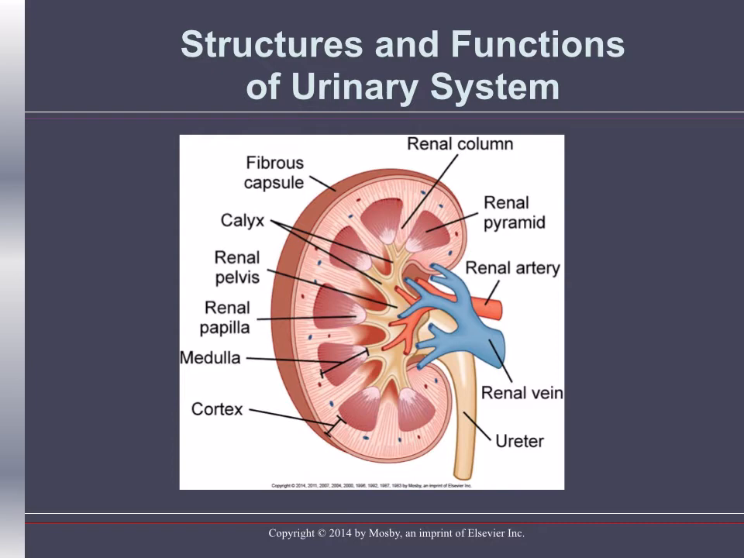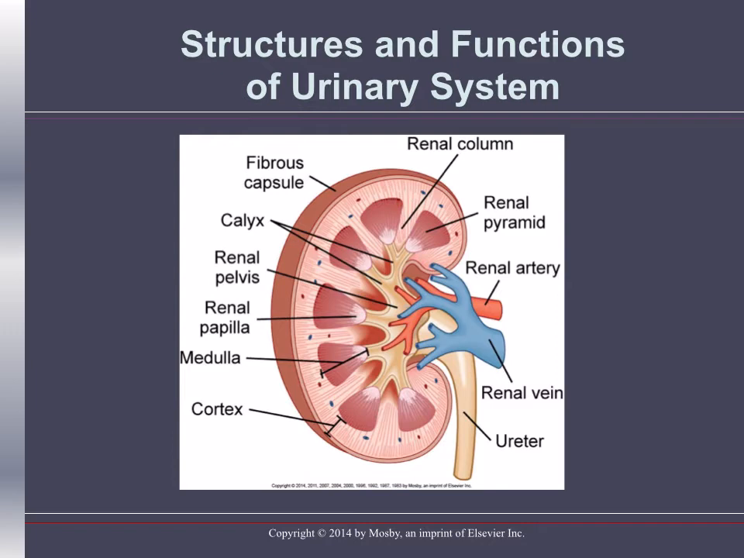And the apices of these pyramids, which are called papilla, are the place through which urine passes to enter the calyces. So you can see that light colored place in the continuation of the pyramids, which is called calyx. So the apices of the pyramids, which are known as papilla, are the place through which urine passes to enter the calyx.